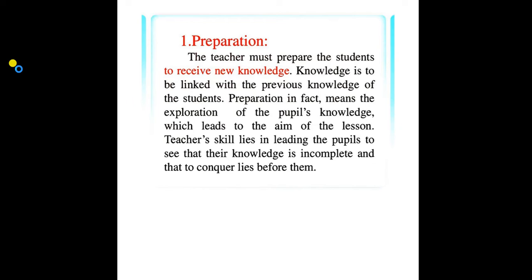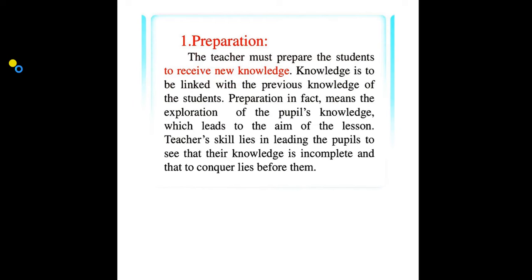First step of lesson plan in social science is preparation. The teacher must prepare the student to receive new knowledge. Knowledge is to be linked with the previous knowledge of the student. Teachers come inside the class and ask some questions to the student to check the pre-knowledge of the student. Preparation in fact means the exploration of the pupil's knowledge, which leads to the aim of the lesson.